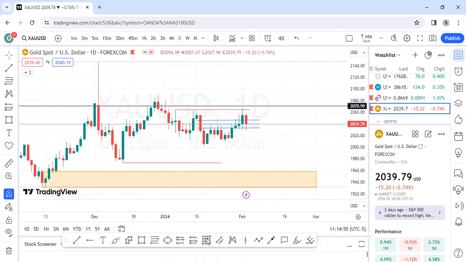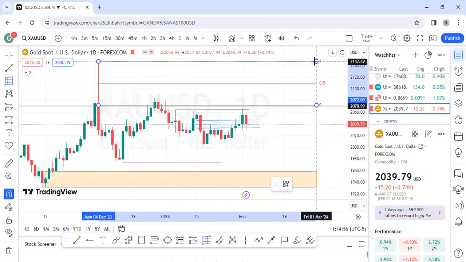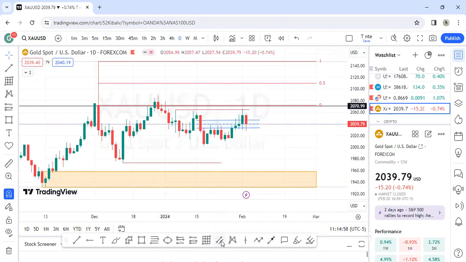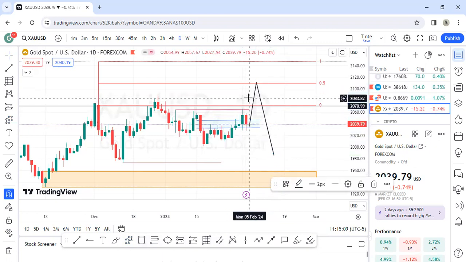It's very possible. Let me check something here. We have this rejection block. So let's say this rejection block, 50% of it. So let us see. It's very possible that gold might do something like this. Possibly push to this rejection block, 50% of it, and then drop down. So this 50% of the rejection block will be very, very good to see.